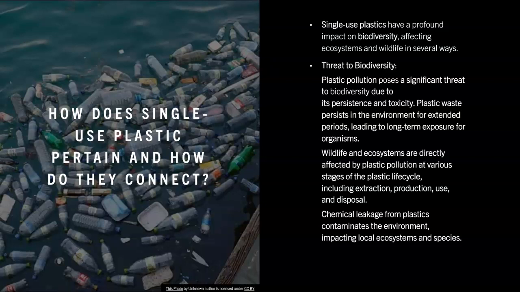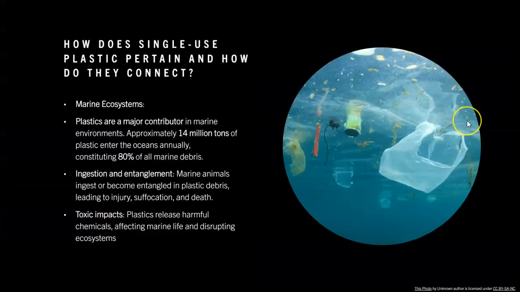Plastic waste persists in the environment for extended periods, leading to long-term exposure for organisms. Wildlife and ecosystems are directly affected by plastic pollution at various stages of the plastic life cycle, including extraction, production, use, and disposal. Chemical leakage from plastic contaminates the environment, impacting local ecosystems and species.